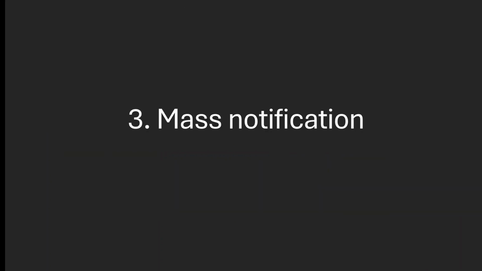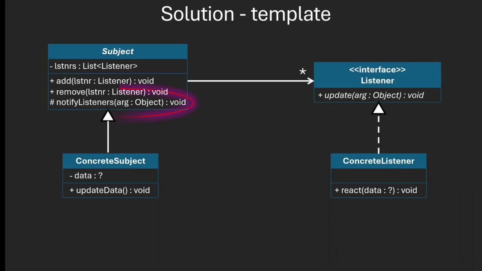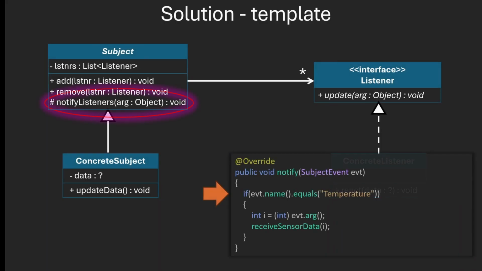Third, mass notification. The notify listeners method will call all listeners, whether a particular listener is interested in the event or not. This is a problem if the concrete subject can emit different types of events. For my example with the weather sensor, we could assume the sensor could notify about temperature, humidity, wind speed, and wind direction. Some listeners are interested in some events, while other listeners care about other events, but they are always notified about each event. This is both a waste of resources, and the listeners have to do some filtering to ignore unwanted events.